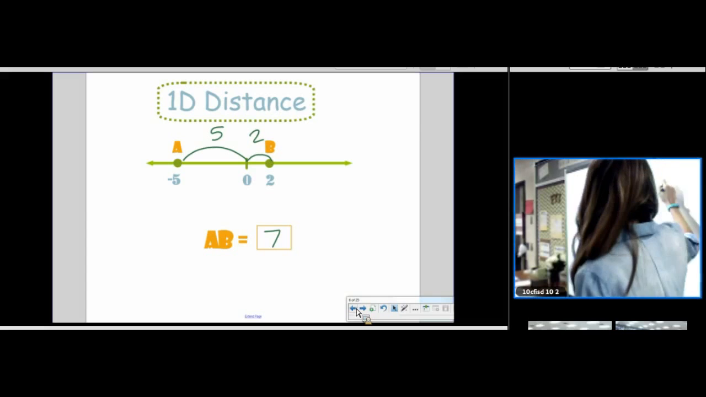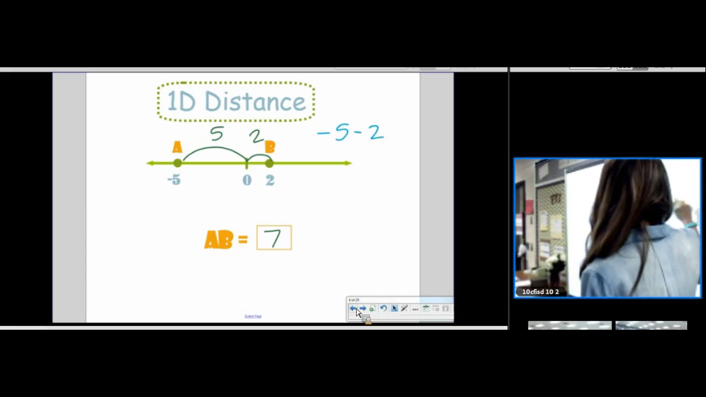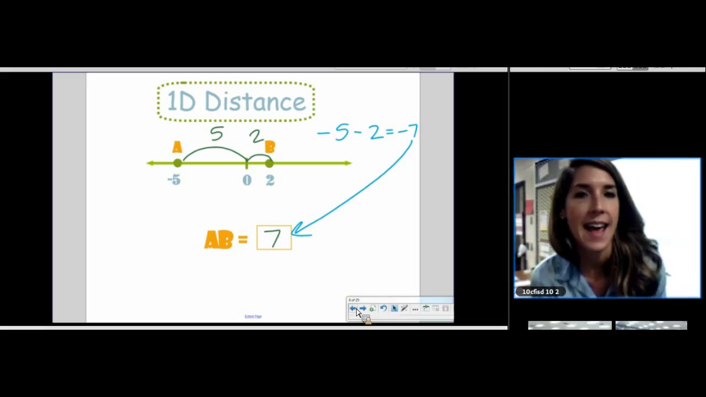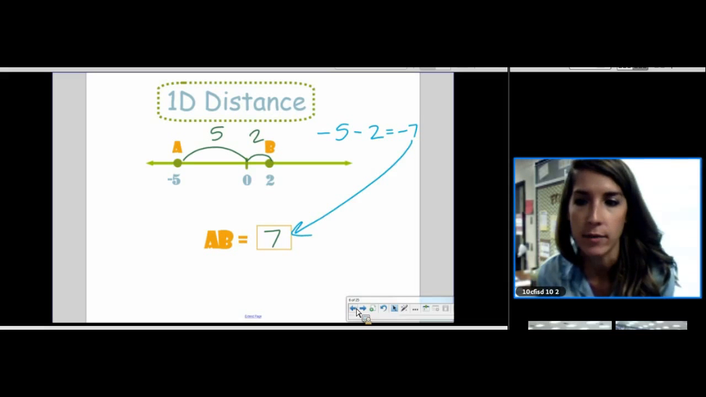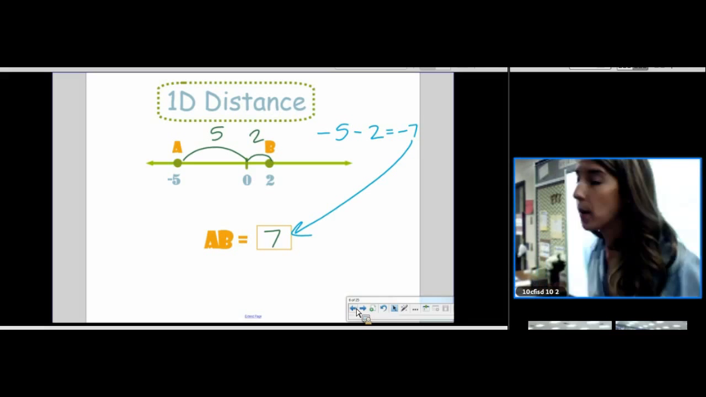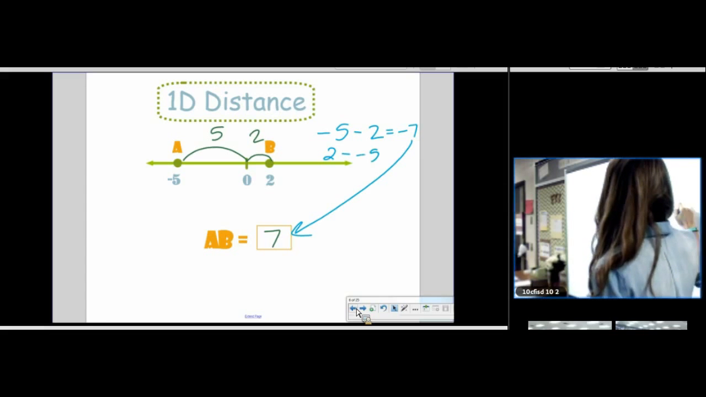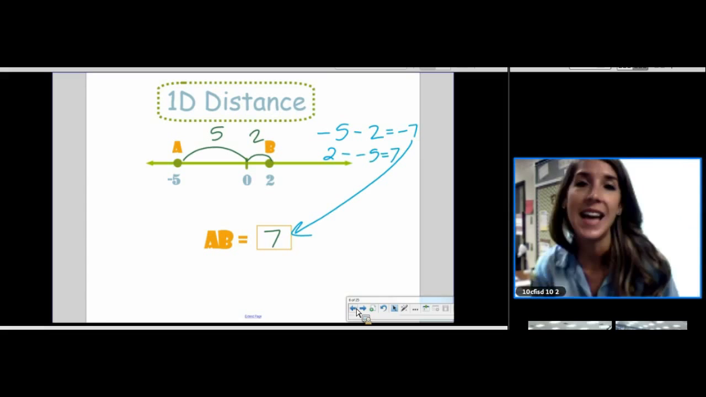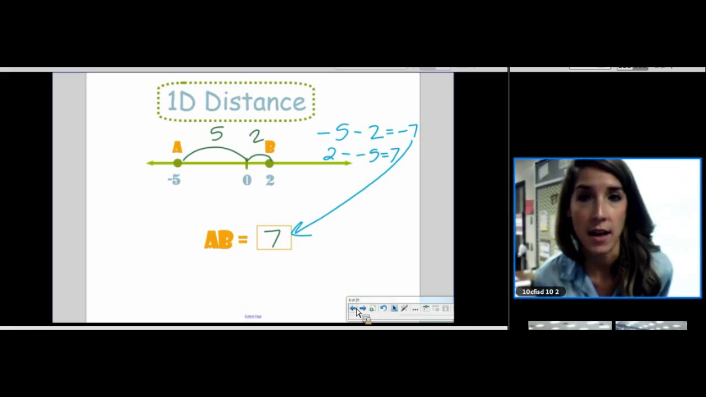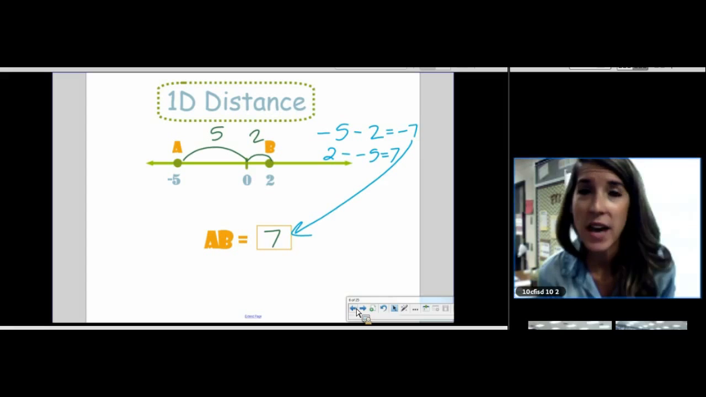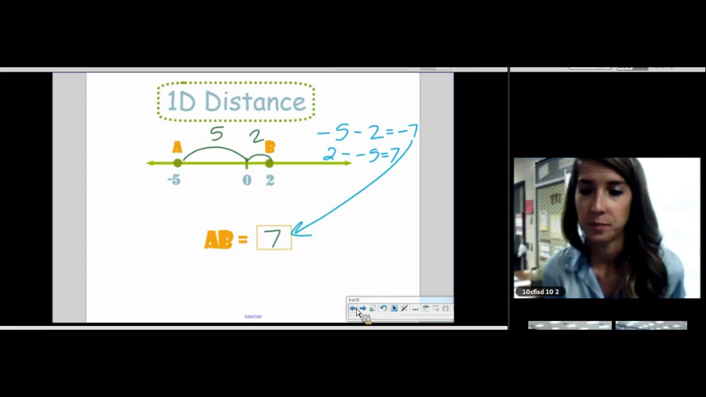So you could have done negative 5 minus 2. You get negative 7, and then you take the absolute value. You make it positive. What if you had done it the other way around? 2 minus the other coordinate, negative 5. Then you would have gotten 7, and you would have never had to make it positive. So the moral of the story is, if you subtract them and make them positive, you can't mess up. You cannot go wrong.